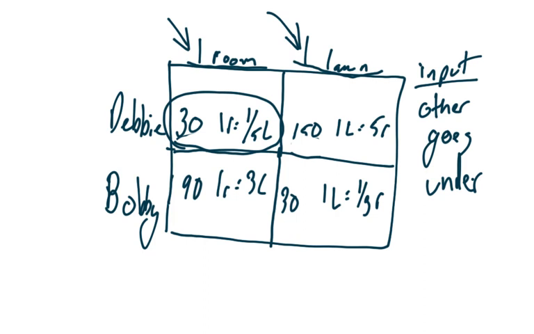So Debbie should be cleaning rooms, and Bobby should be mowing the lawn. Why? Because in the time it takes Debbie to mow one lawn, she could have cleaned 5 rooms. And when Bobby chooses to mow a lawn, it only takes him the same time as it would have to do 1/3 of a room. All right? So please remember the difference between input and output, and how we figure out who has the comparative advantage and why on a particular thing.